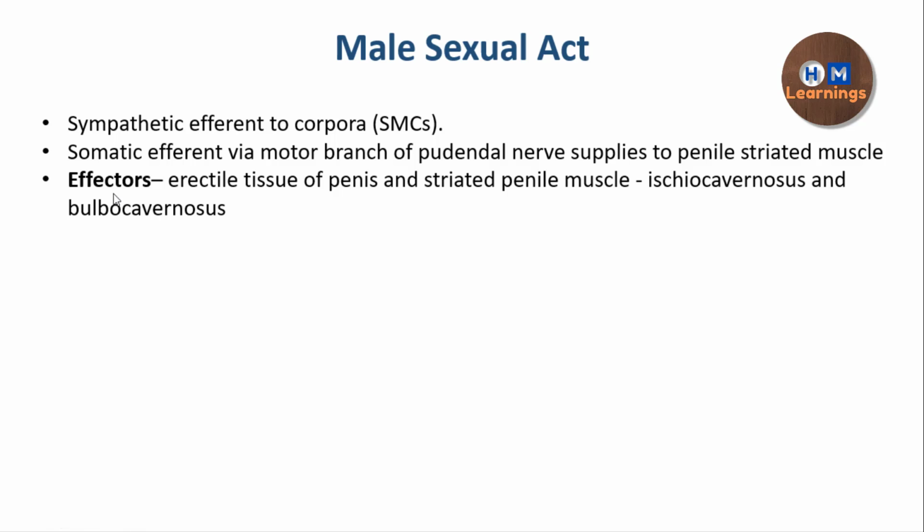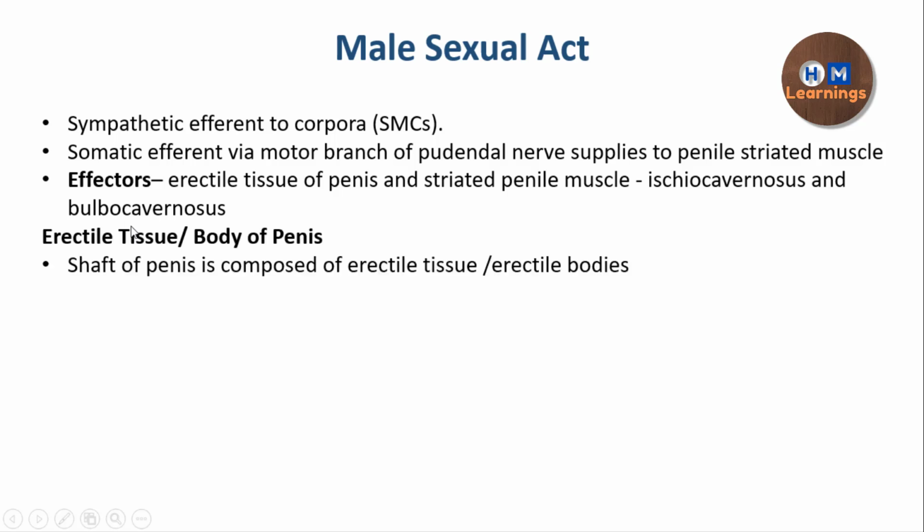So effectors are what? We have seen the stimulus, we have seen the afferent, we have seen the center and efferent, and now the effectors. So effectors are what? These are the muscles. So here the erectile tissue of penis is one effector, and another effector is the striated penile muscle, which is the ischiocavernosus and bulbocavernosus. So we will see first about what is erectile tissue of penis.